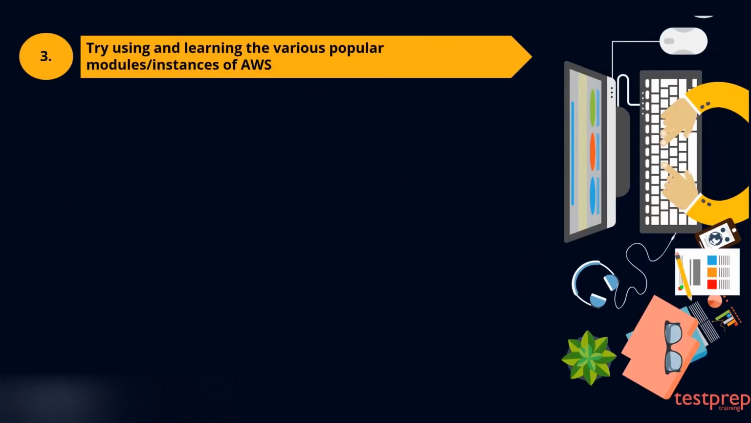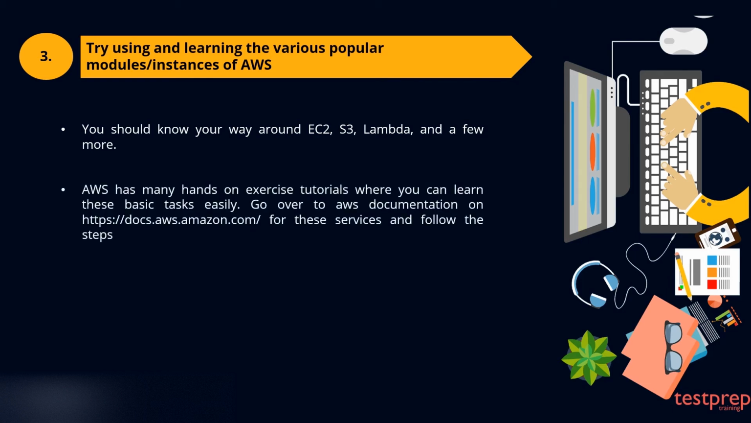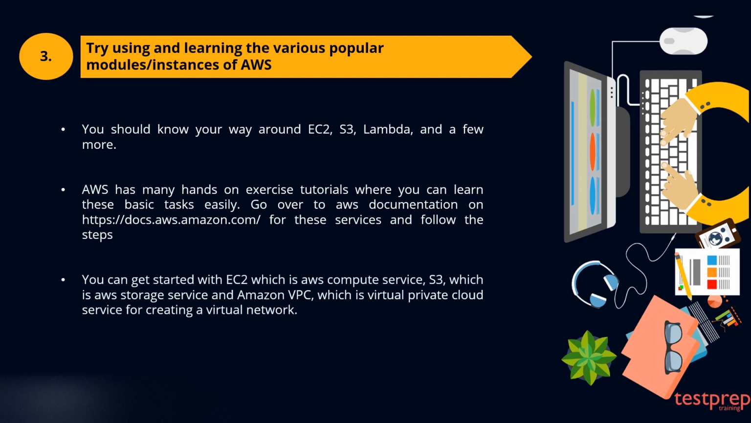Step 3. Try using and learning the various popular modules, or instances of AWS. You should know your way around EC2, S3, Lambda, and a few more. AWS has many hands-on exercise tutorials where you can learn these basic tasks easily. Go over to AWS documentation on the provided website for these services and follow the steps. You can get started with EC2, which is AWS Compute Service, S3, which is AWS Storage Service, and Amazon VPC, which is Virtual Private Cloud Service for creating a virtual network.